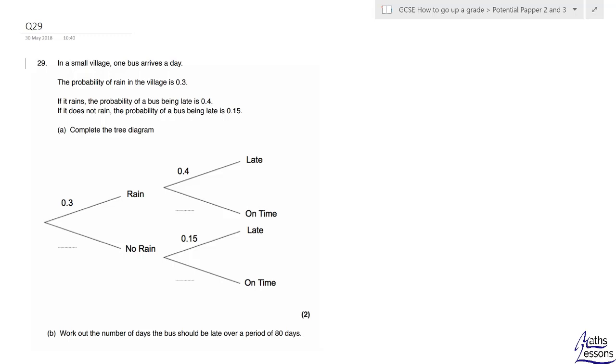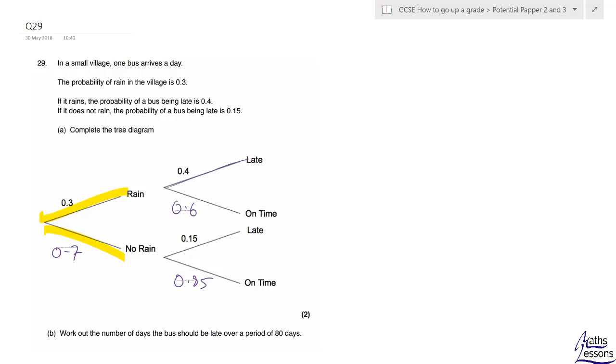Complete the tree diagram. So, easy thing to remember, these must add up to 1. Okay, so therefore this is going to be 0.7. They must add up to 1, so that's 0.6. They must add up to 1. I haven't even looked at the question. I just know my branches must add up to 1. So that's 0.85. So that was quite easy, 2 marks.